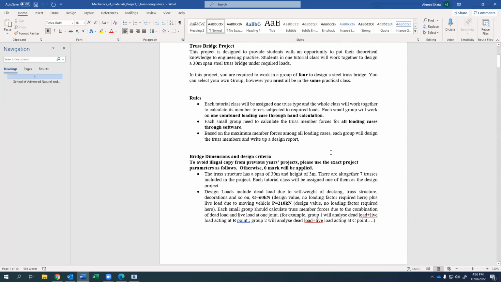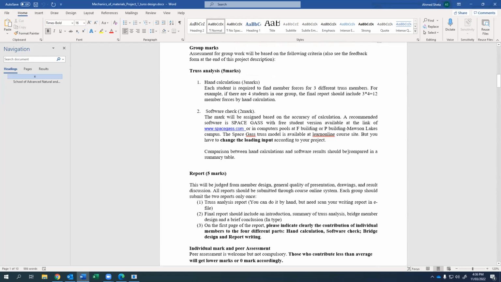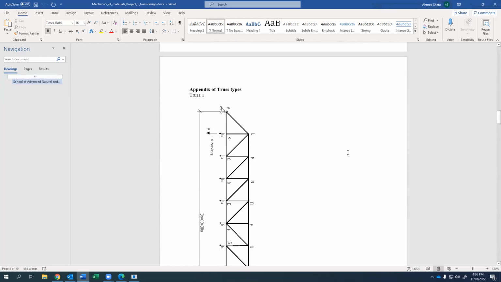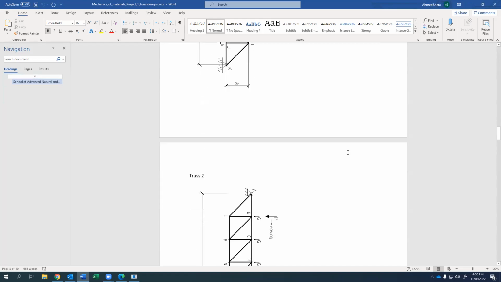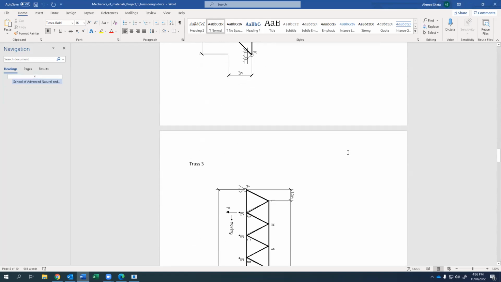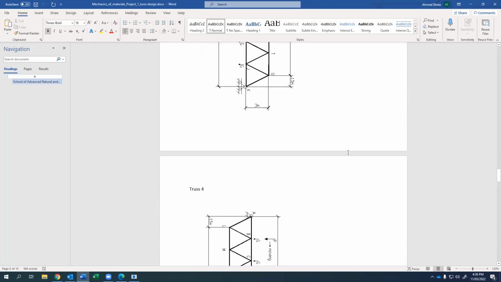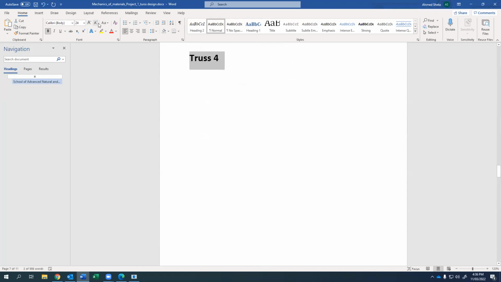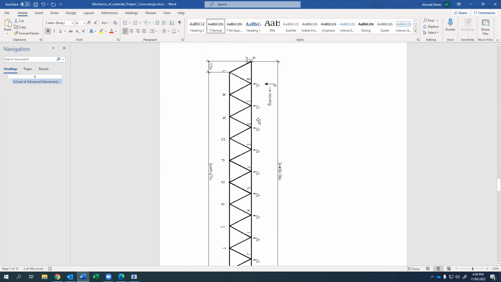Now I will divide you into groups first, and then I can explain what is required from each group, because I need to explain some stuff for you. If you have a look at the end of the project description, you have many classes listed. The online class will use truss 4. Can you see this one?